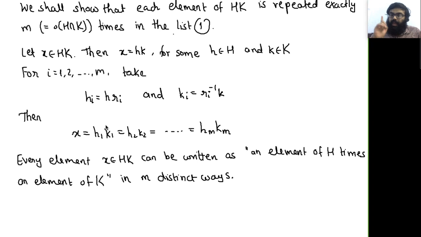We want to show that there are exactly M ways. M we have found. We can say that there are exactly M ways if there are no more than this.